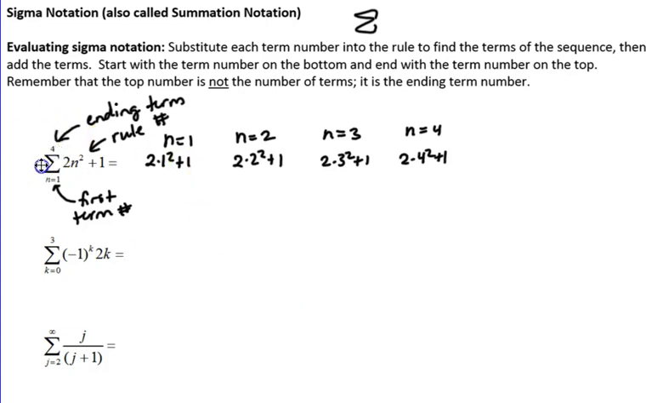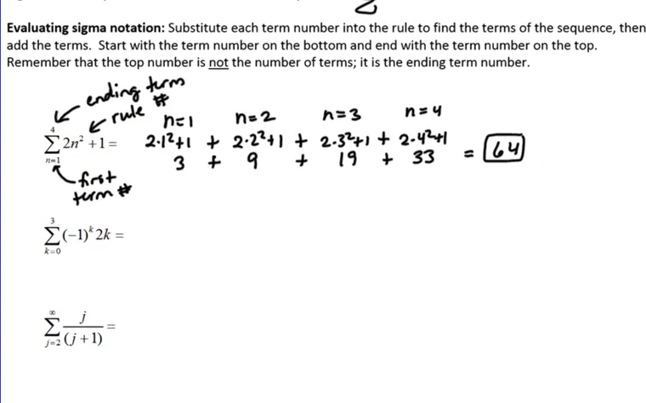Now, the sigma itself means add up. It's sum. So we're going to add up all the numbers that we get doing this process. The first number we have is 3. The second number turns out to be 9. The third number is 19. And the fourth number is 33, just by doing 2 times 3 squared plus 1, 2 times 4 squared plus 1. Then I add those up and I get 64. So the sum, as n goes from 1 to 4, of 2n squared plus 1 is 64. So it's a single number that I get as an answer.